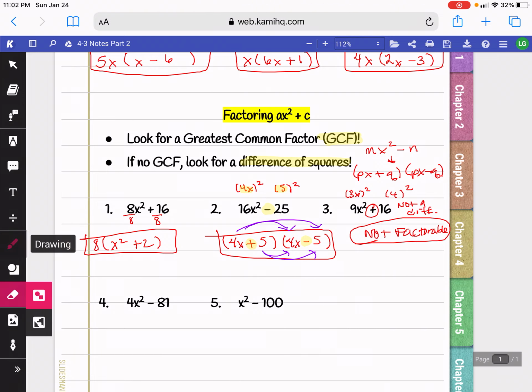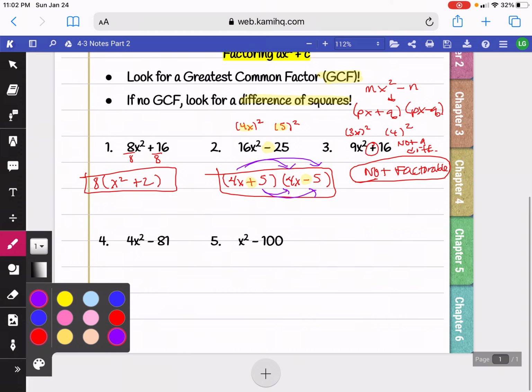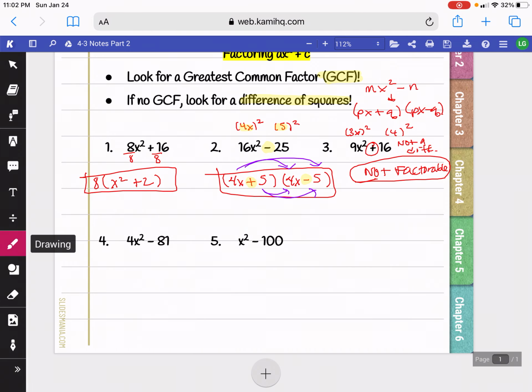Let's go ahead and look at our last examples. So here on the next one, if I look for a greatest common factor, the only thing that 4x squared and 81 can be divided by is 1. So I'm going to look for a difference of squares. 4x squared, they're taking 2x and squaring it, and 81 is the square of 9. So since it's a minus here, I can do a difference of squares. Remember, one's plus, one's minus. So I'll have 2x plus 9 and 2x minus 9.